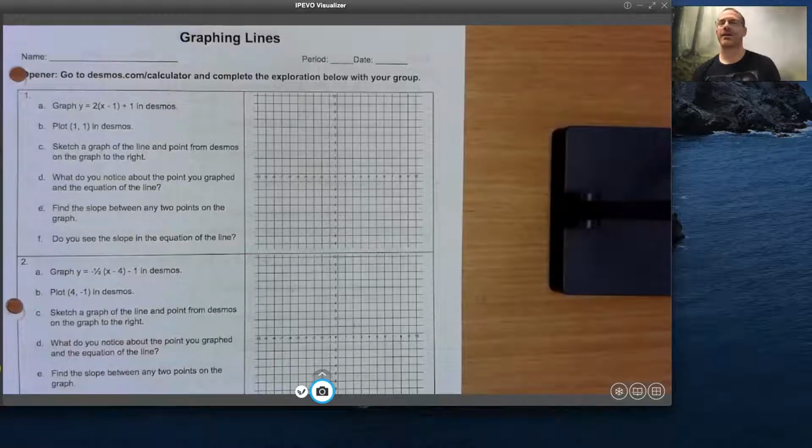Another day. All right, some more great algebra. And today we're going to continue working with lines. We're going to talk about graphing lines, and we want you to see some patterns first. And once again, we're going to explore this through Desmos.